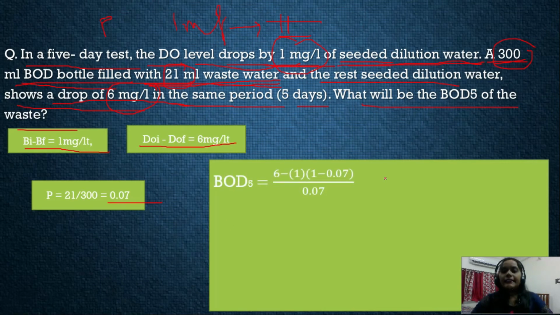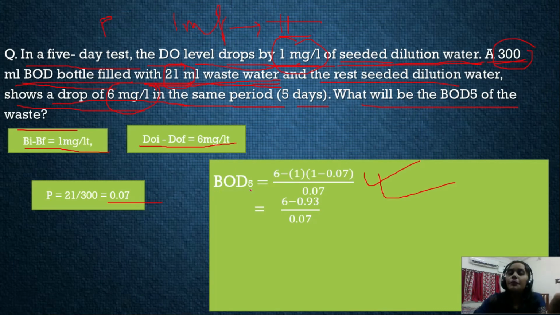Now exactly, this is the modified test. So it is clear that we have to use the equation of the modified BOD test, as it is given that the diluted water bottle 2 is there and also bottle 1 is there. That is why we have to use the modified BOD test equation, right? So (6 minus 1) into (1 minus p), and the p value is 0.07, divided by p. So this is the total solution.